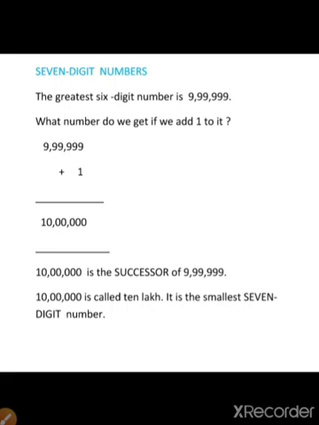Seven-digit numbers. Students, the greatest 6-digit number is 9,99,999. What number do we get if we add 1 to it? You can see the addition of 9,99,999 and 1 gives you 10,00,000. It is the successor of 9,99,999. It is called 10 lakh. It is the smallest 7-digit number.